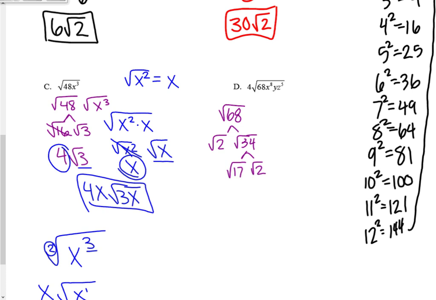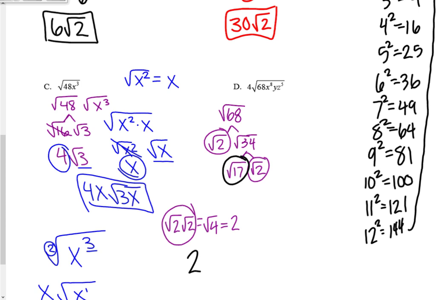So if you get here, you're always looking for pairs. So since I have 2 square roots of 2, remember square root of 2 times square root of 2 is square root of 4, and we know the square root of 4 is equal to 2. So anytime you have a pair of square roots, you're able to take that number underneath out because technically you have a perfect square. So I'm going to have 2 on the outside now. This square root of 17 I can't break up any further, so I'm going to have the square root of 17 left.